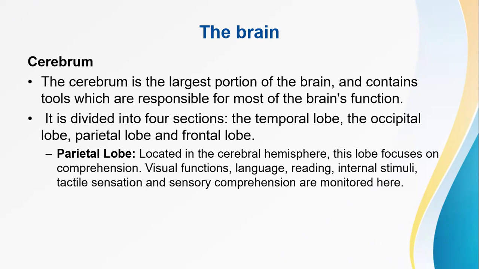Now let's see some of these, starting with the parietal lobe. The parietal lobe is located in the cerebral hemisphere. This lobe focuses on comprehension, visual functions, language, reading, internal stimuli, tactile sensations, and sensory comprehension is monitored here. So the parietal lobe is the one that is responsible for all these functions or activities.